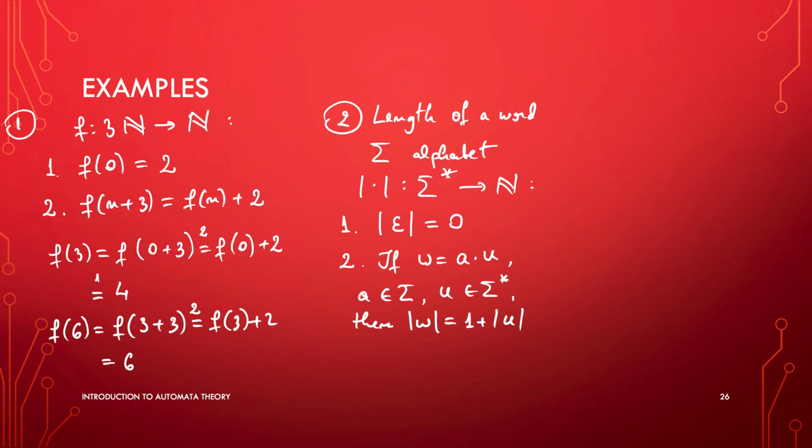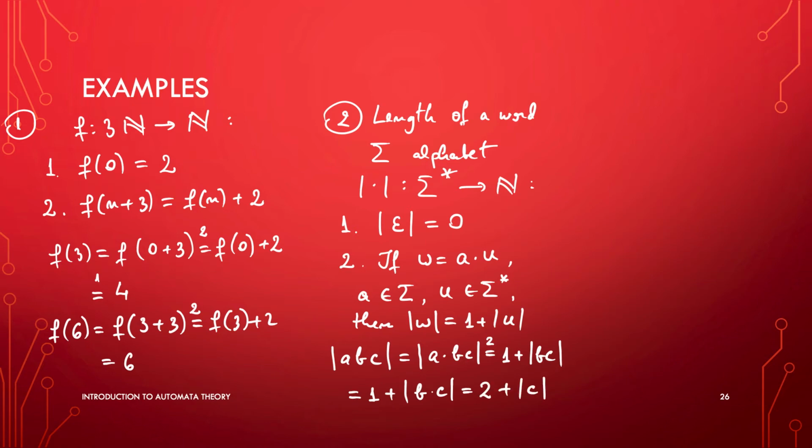So for example, if you want to calculate the length of say word A, B, C, I'm just going to show where the concatenation is done. So this is letter A times word BC. So applying condition 2 in our definition is going to be 1 plus the length of BC. And that's 1 plus, and I'm just showing that this word is formed by letter B times word C. So that's again 1 plus the length of C, and we have another one in here. So it's going to be 2 plus the length of C.